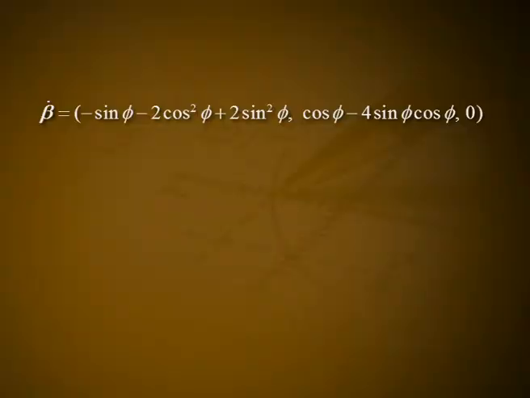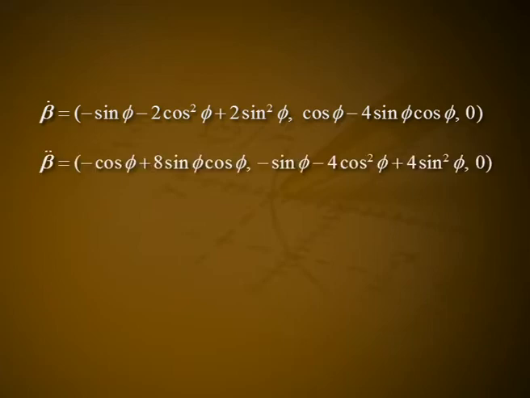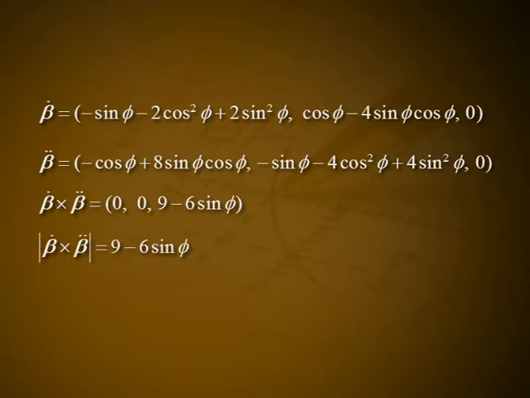Beta dot is equal to (−sin phi − 2 cos² phi + 2 sin² phi, cos phi − 4 sin phi cos phi, 0). Beta double dot is equal to (−cos phi + 8 sin phi cos phi, −sin phi − 4 cos² phi + 4 sin² phi, 0). Beta dot cross beta double dot is equal to (0, 0, 9 − 6 sin phi). The determinant of beta dot cross beta double dot is equal to 9 − 6 sin phi.